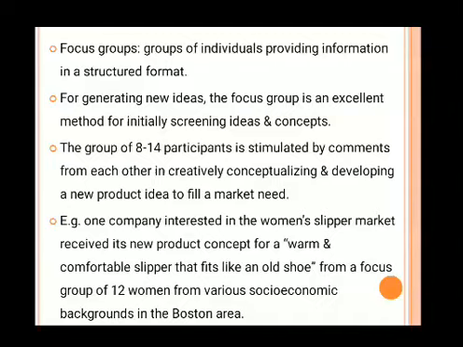One company interested in the women's slipper market, that means especially they are going to provide slippers or footwear to women, received its new product concept of a warm and comfortable slipper that fits like an old shoe from a focus group of 12 women from various socio-economic backgrounds in the Boston area.